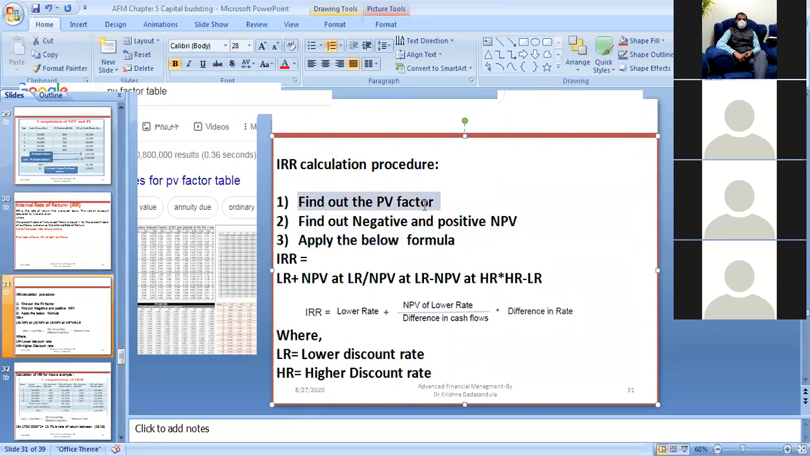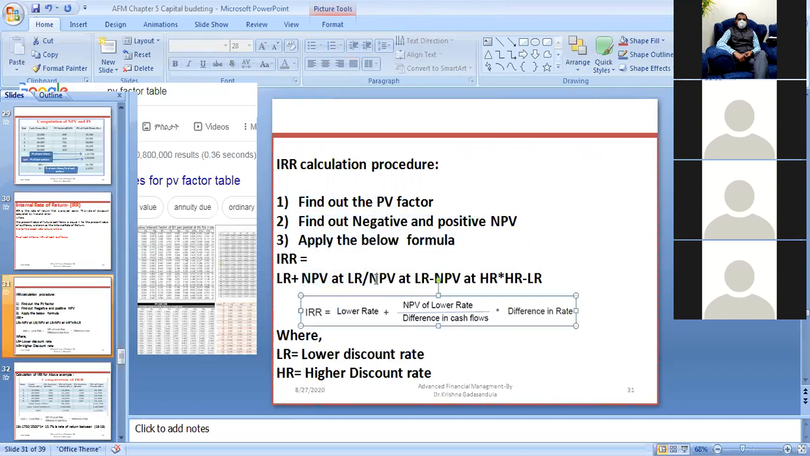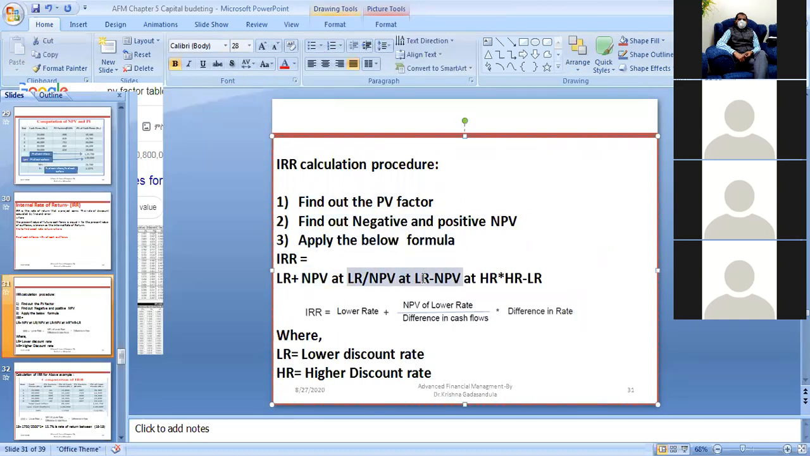First, find out the PV factor, whether it is 10%, 20% or whatever. Find out the negative and positive NPV. Then apply the below formula. What is that? LR plus NPV at lower rate, where LR means lower rate, divided by NPV at lower rate minus NPV at higher rate. Simply take this formula.